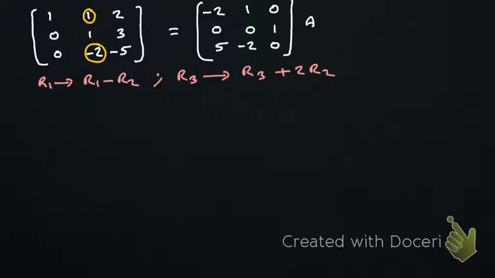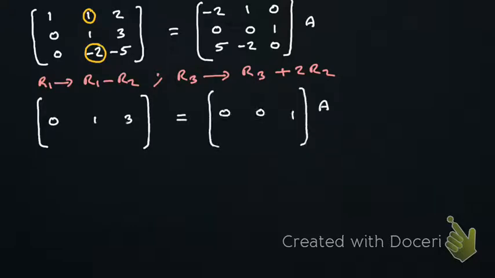So these are the operations. So let's do that operation. So your R2 alone remains the same, because R1 you are changing, R3 you are changing.